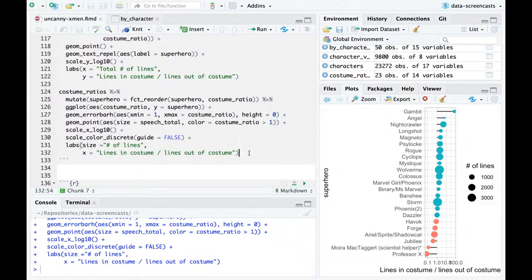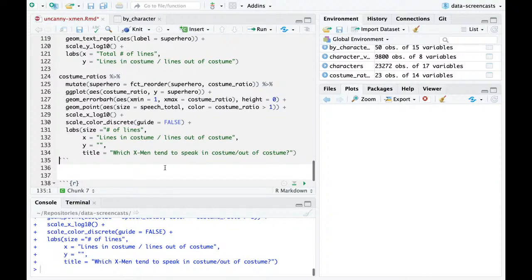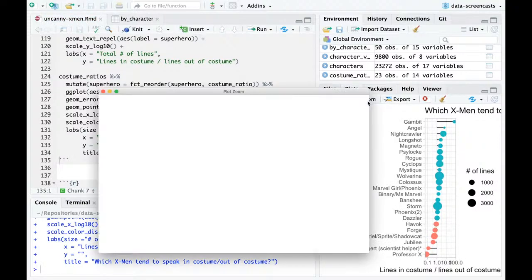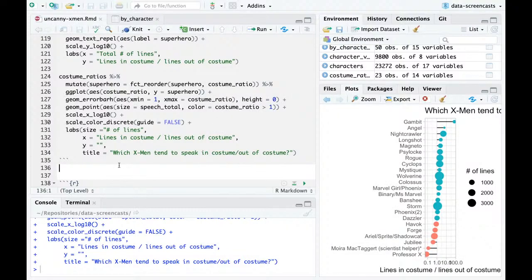I'm actually going to, what am I going to do? I'm going to also say Y is blank. And let's see. Which characters tend to speak in costume? And instead of characters, I'm going to say X-Men. That's a cool graph. I like this more than the scatter plot, especially because we've been doing so many scatter plots. I think it was getting a little bit dry. All right, so this is a look at in costume, out of costume. I think it's one more really cool thing to look at.